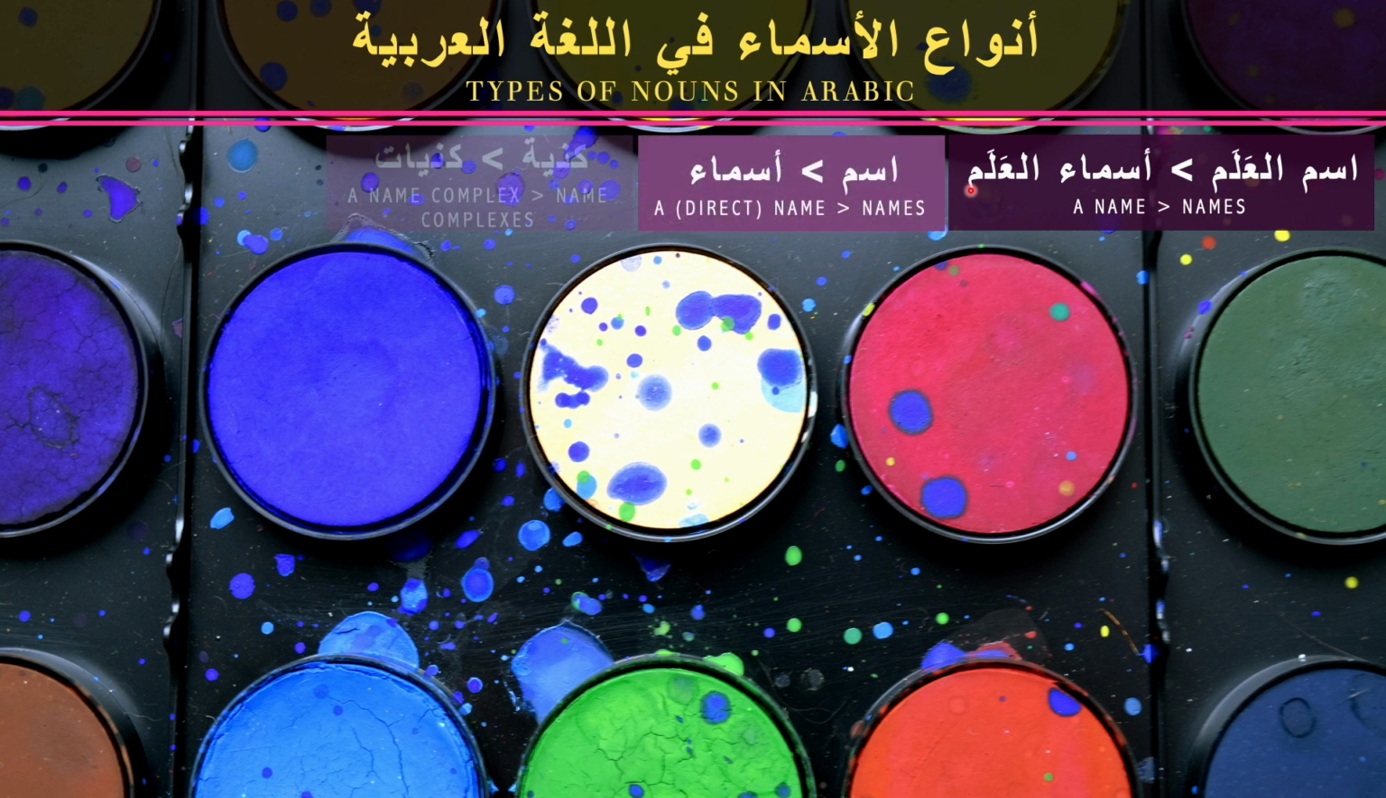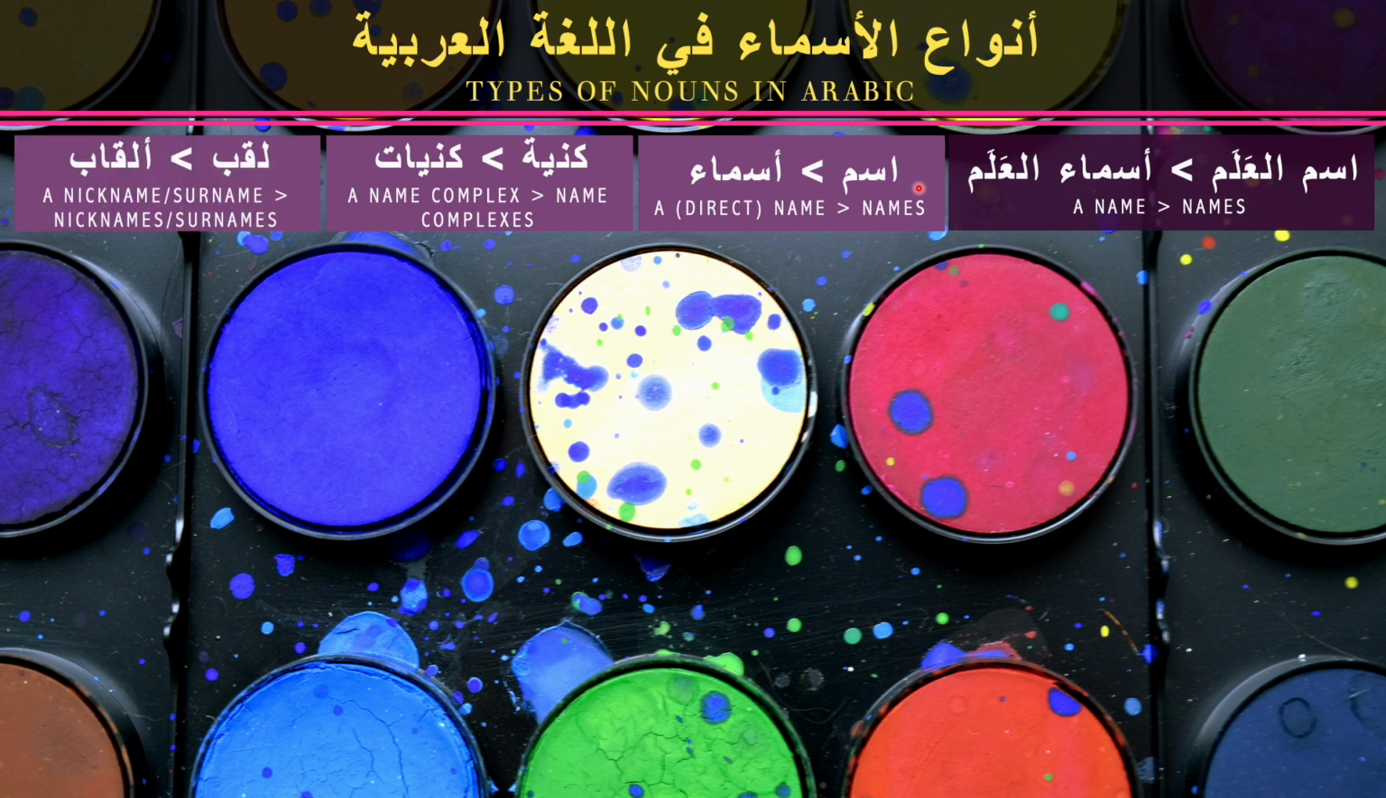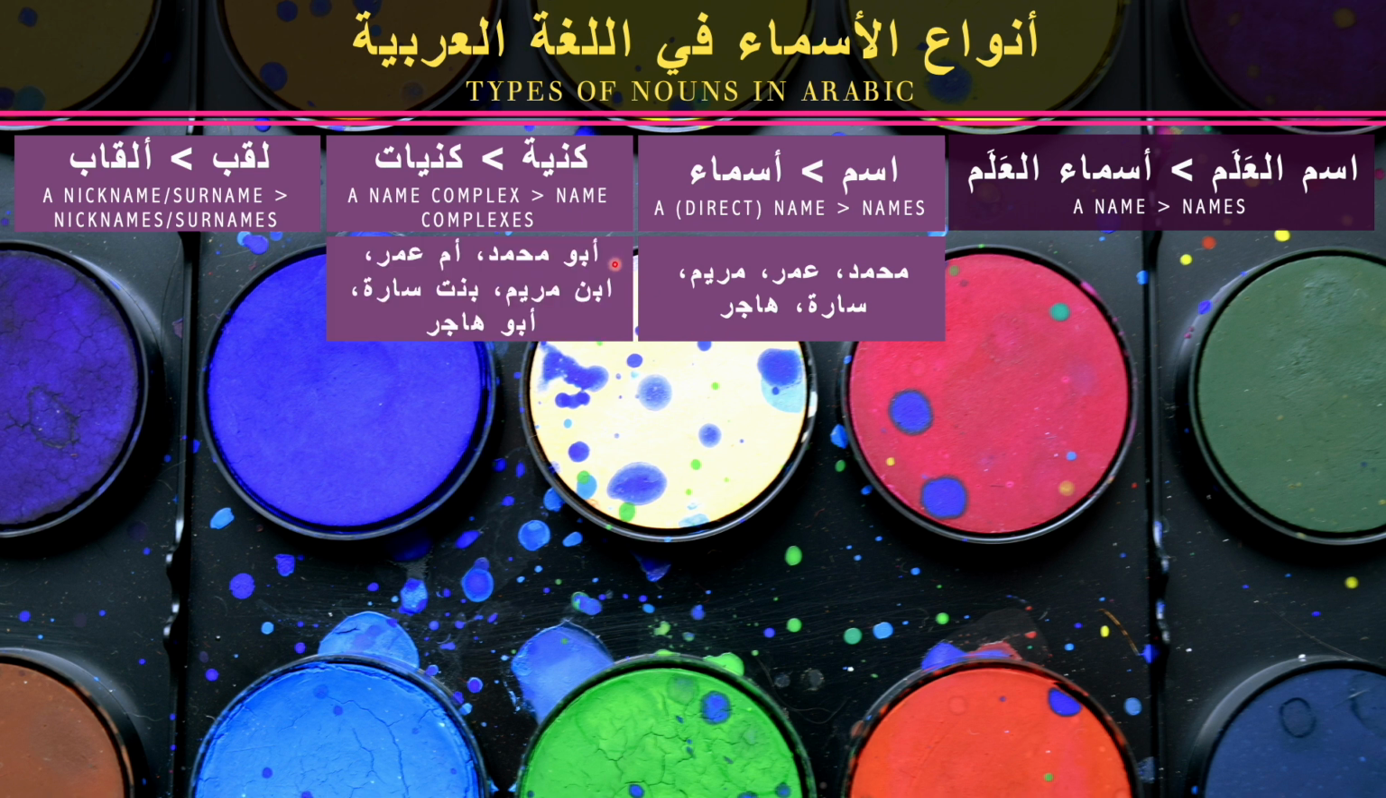We have three subcategories. We have just a direct name, اسم, أسماء, and then a name complex, كنية, كنيات, then a nickname or a surname, لقب, ألقاب. Let's have an example for each. For اسم or name, that's this subcategory, which is like in my case Hannah or Muhammad, Umar, Maryam, Sarah, Hajar. These are just names.